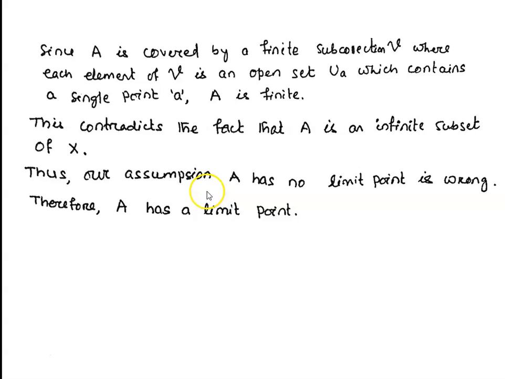So our assumption is wrong. We assumed that A has no limit point, and that assumption is wrong. Therefore, A has a limit point. This proves that every compact space is limit point compact.